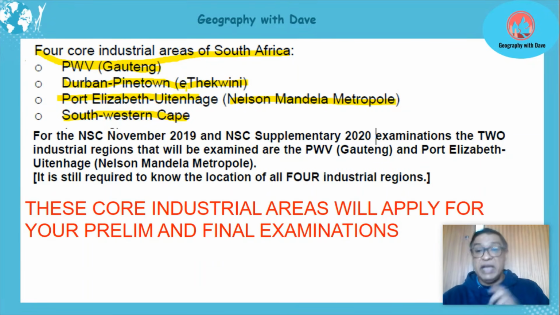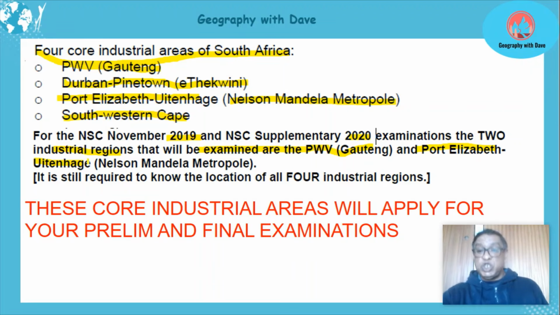Now learners, there seems to be some confusion. Of course, exam guidelines and your teachers would have explained this to you, but it's important to have the exam guideline, which was from 2017. In the guideline, it says for NSC 2019 and supplementary 2020, the two industrial regions that will be examined are the PWV and the Port Elizabeth Uitenhage area. It says that there.